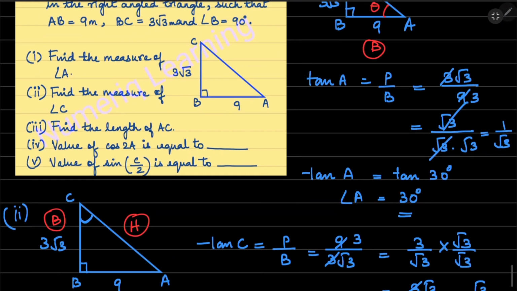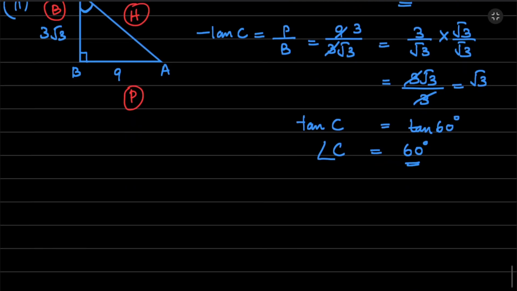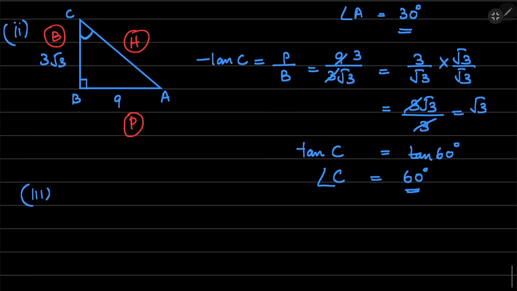So we have got angle A and C. Third question, find the length AC. In order to find the length AC, you know this is the hypotenuse. So you can use the Pythagoras theorem. H square equals P square plus B square, or H equals root of P square plus B square. That's one way of doing it.